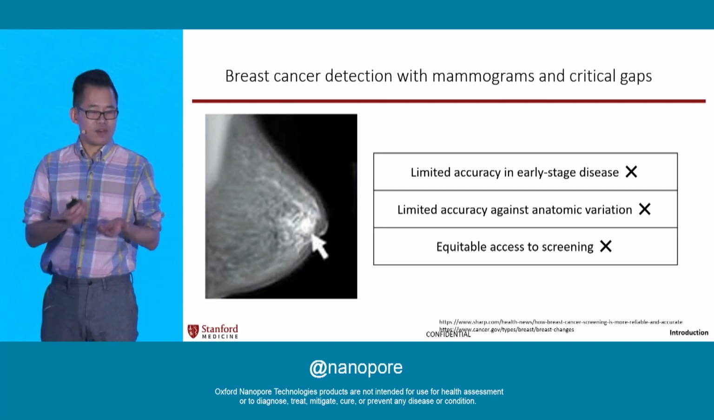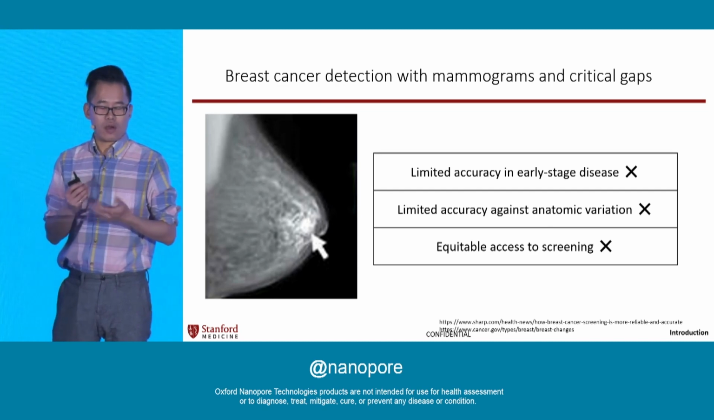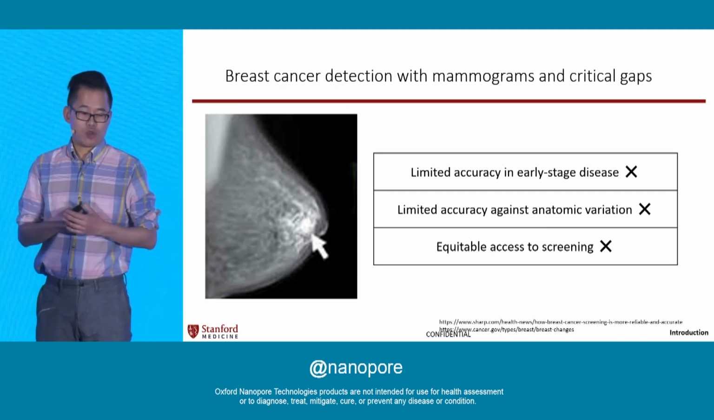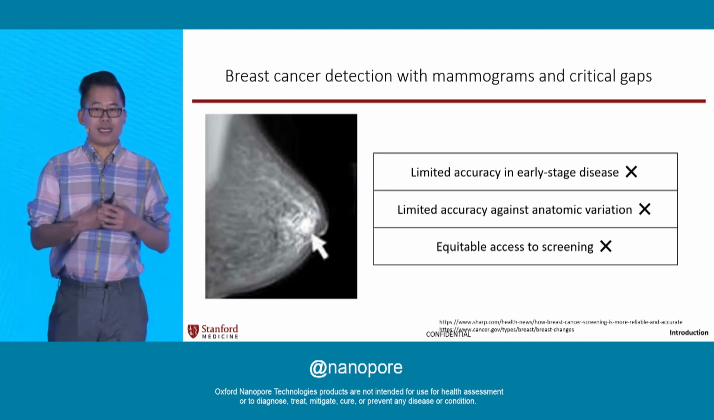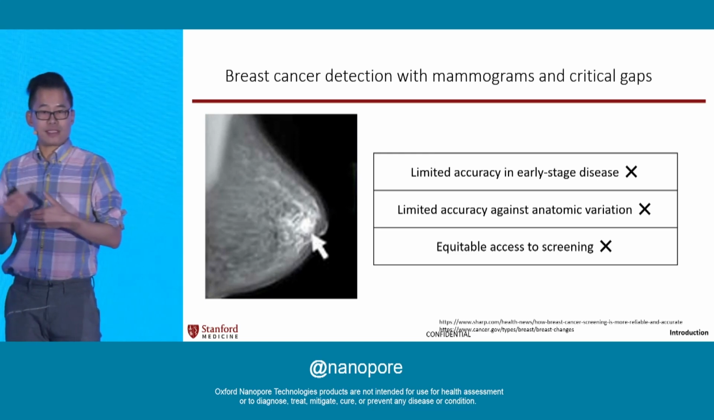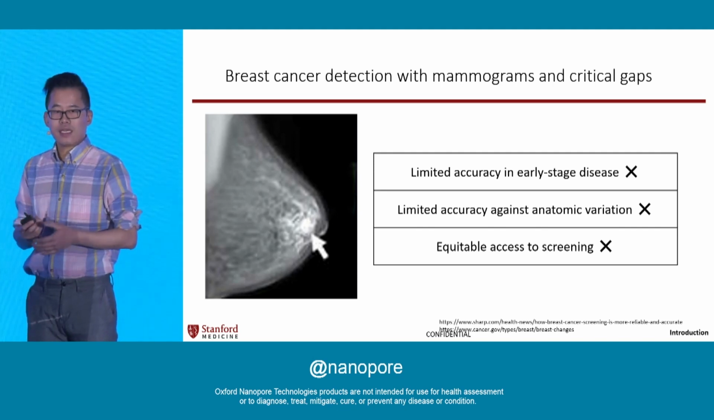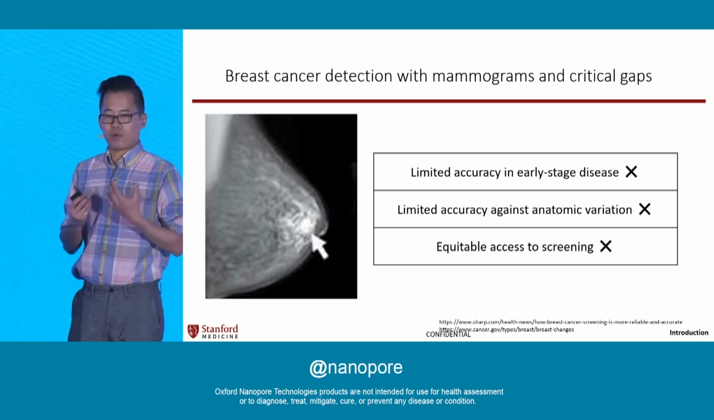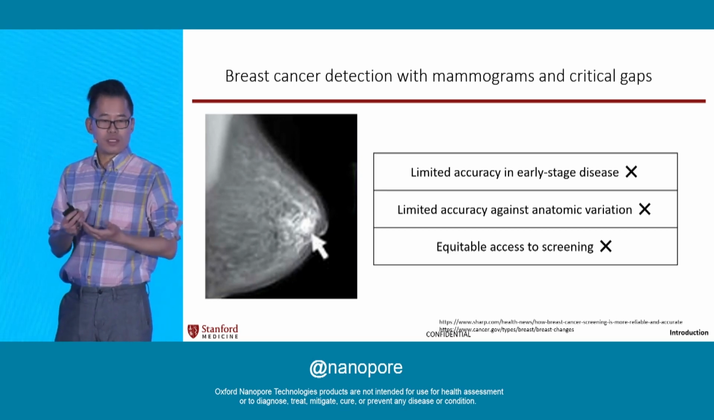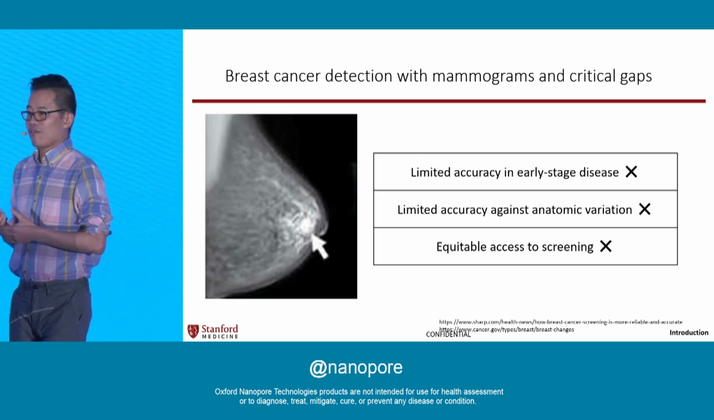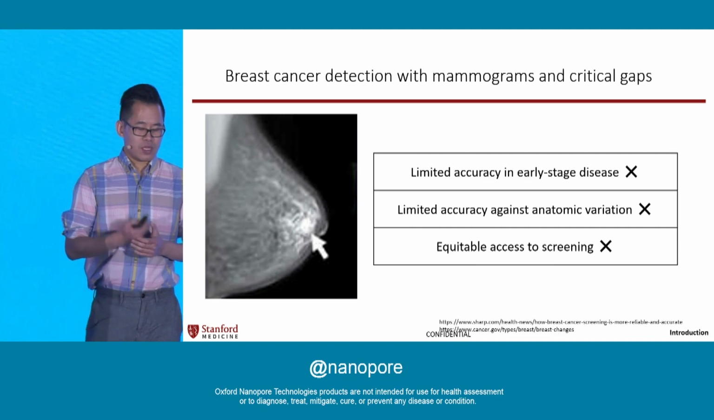There's a lot of false positives and false negatives with respect to small lesions or lesions that have unclear interpretation. Also, there's limited accuracy with anatomic variation. For example, women with dense breast tissue often are diverted to things like MRIs, which are very costly and require lots of infrastructure. But lastly, there's a lack of equitable access to screening. Particularly people in lower income countries or places that are more rural don't have access to mammographic facilities. They have a lack of access to these public health initiatives that will really help them detect breast cancer earlier.